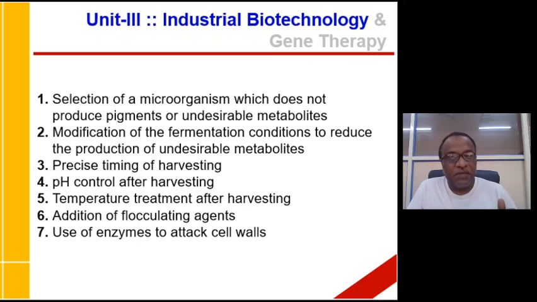Number 5, temperature treatment after harvesting, which is very, very important, because the temperature within the vessel may not be matching the temperature outside the vessel. So, temperature treatment after harvesting is equally important. Number 6, addition of flocculating agents. Number 7, use of enzymes to attack cell walls if it is intracellular, so that the product comes out of the cell.